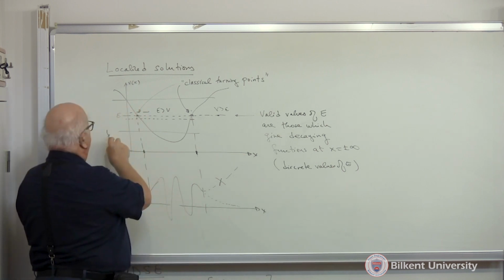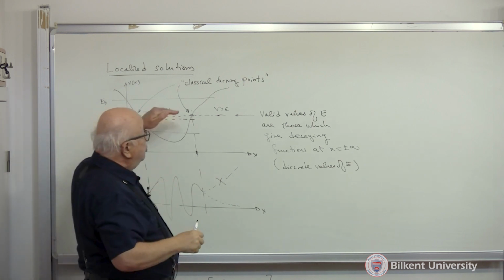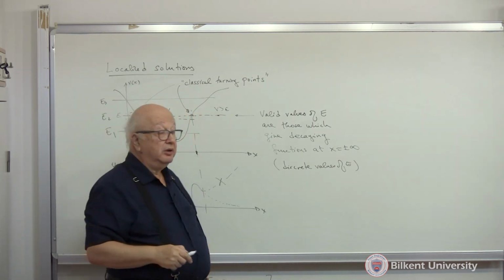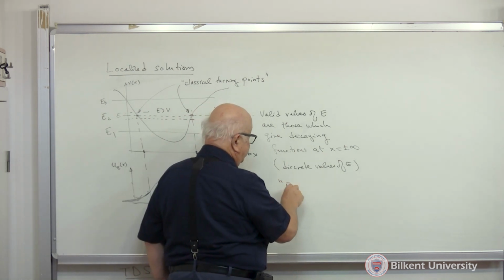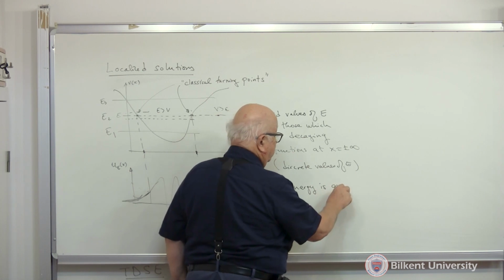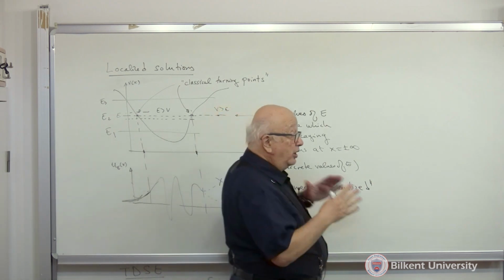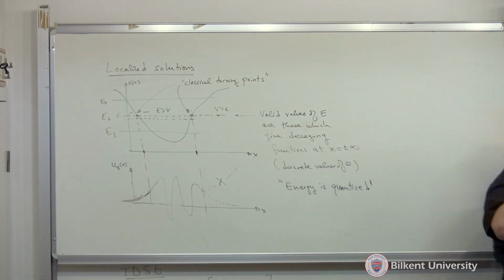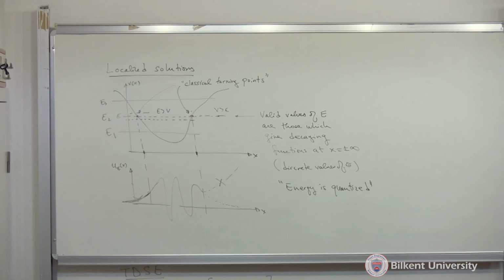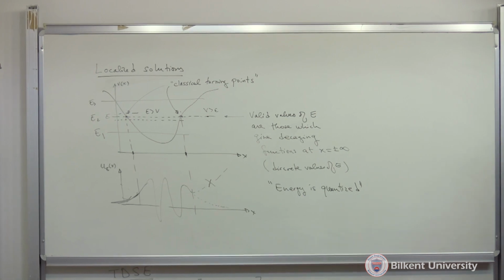So I'll perhaps have an E1, an E2, and an E3. So there will be certain definite energy levels. And this we call energy is quantized. So energy gets quantized in a localized solution. That's in fact where the name quantum mechanics comes from. So these are localized solutions.